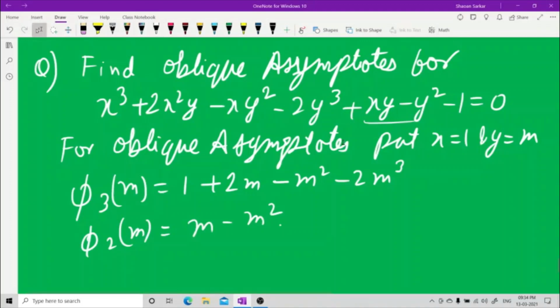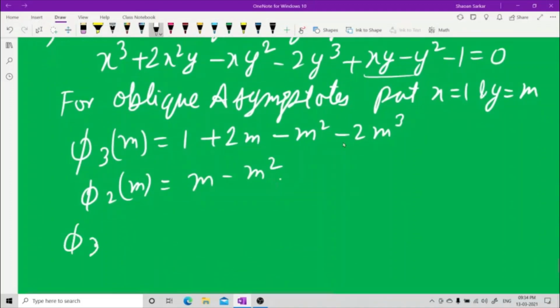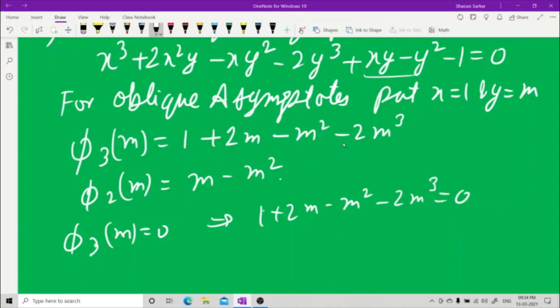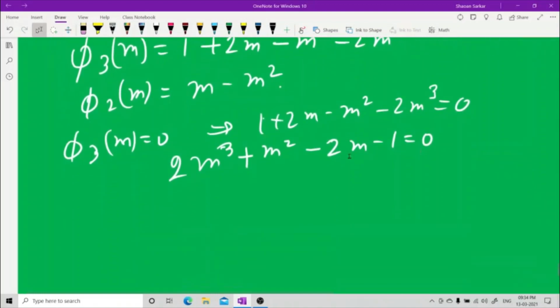Now put phi 3m equal to 0. So this becomes 1 plus 2m minus m square minus 2m cube equal to 0. So this will become minus 2m cube minus m square plus 2m plus 1 equal to 0. Again I'll do the same thing. I'll divide by 2: m cube plus half m square minus m minus half equal to 0.